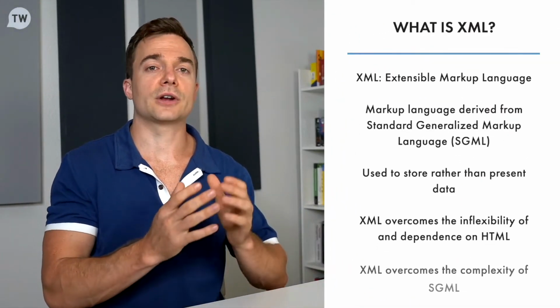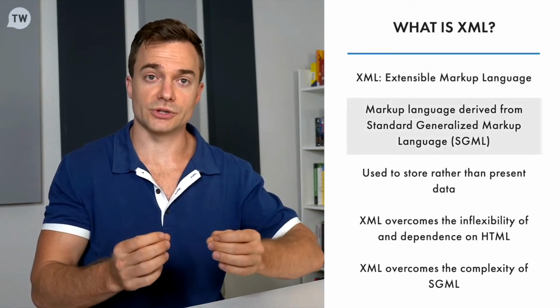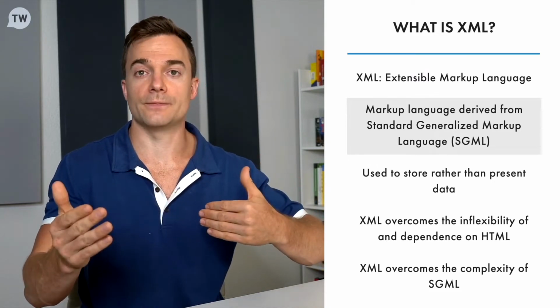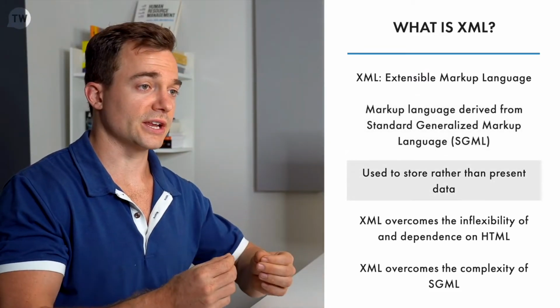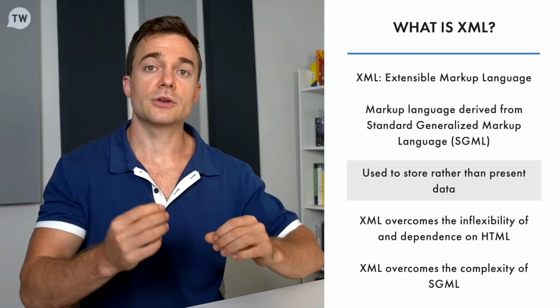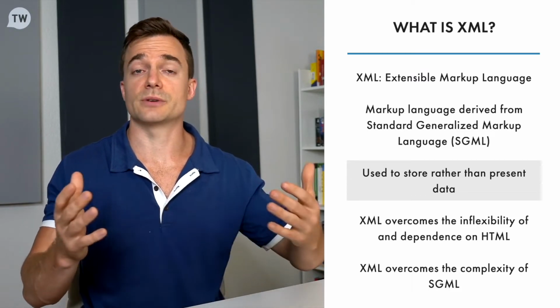And XML is an acronym for Extensible Markup Language, and it's a text-centric markup language derived from Standard Generalized Markup Language, or SGML. And XML is used to store structured data rather than to format or display information on a page. And you can use XML to represent structured information for documents, books, data, manuscripts, and more.